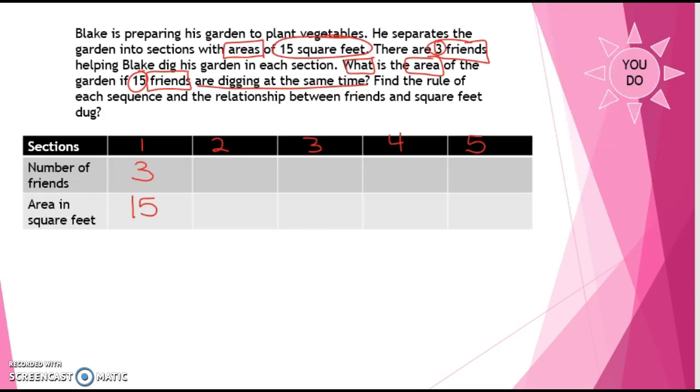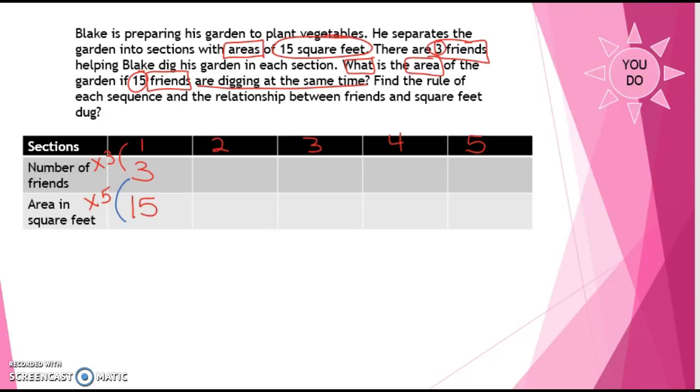So we can see that for one section, we have 3 friends. Okay, so the relationship between the 1 and the 3 is that we're going to have to multiply by 3 each time. And then in order to find the relationship between number of friends and square feet, you can see that we're going to have to multiply by 5. Okay, this is going to be multiply by 5. So let's go ahead and fill in the chart, and then we can go ahead and find the rest of the relationships in sequence.